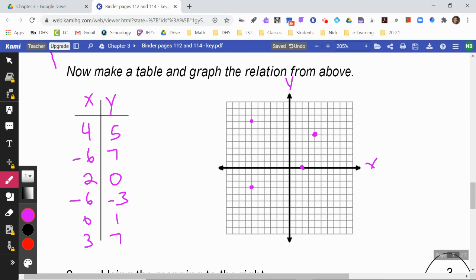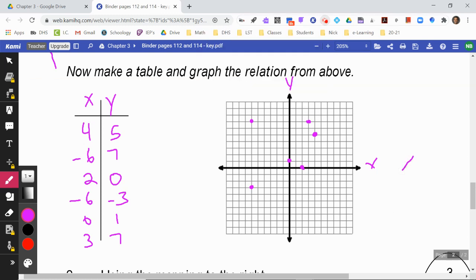Then we have 0, 1. So that means 0 on my x, and then 1 up. And lastly, we've got 3, 7. So we're going to go 3 to the right. 1, 2, 3. I'm going to go 7 up again. 1, 2, 3, 4, 5, 6, 7.